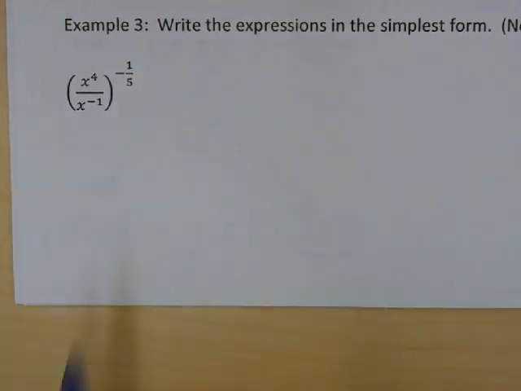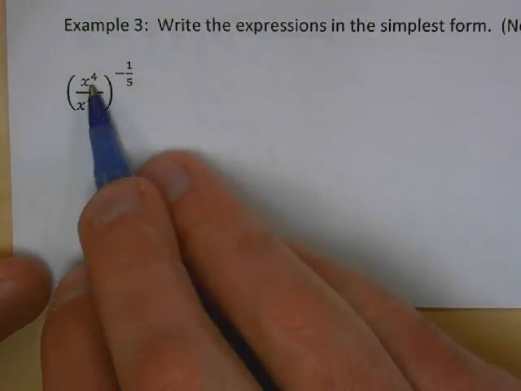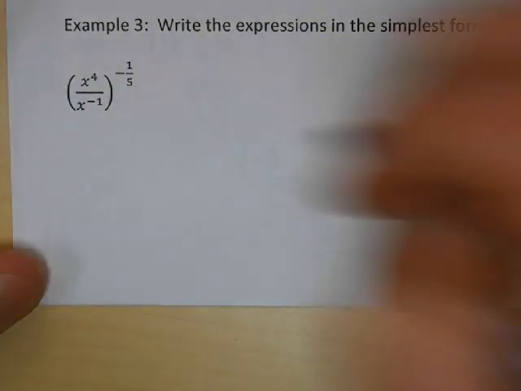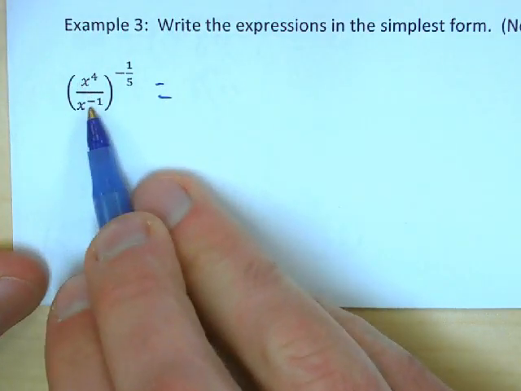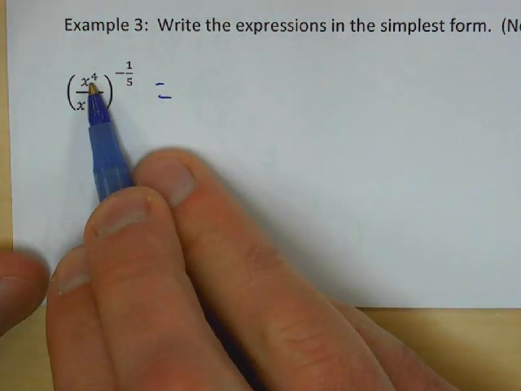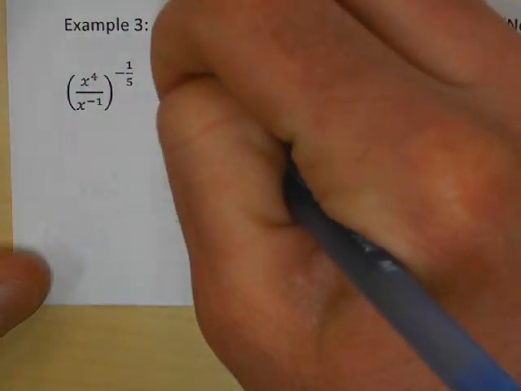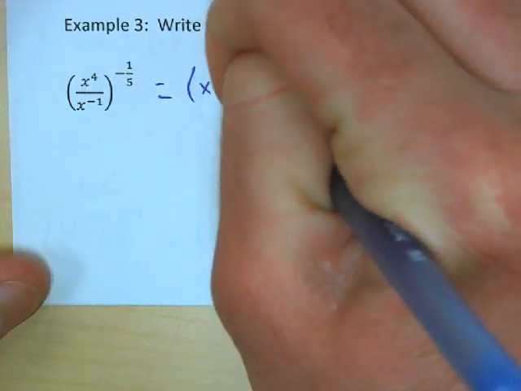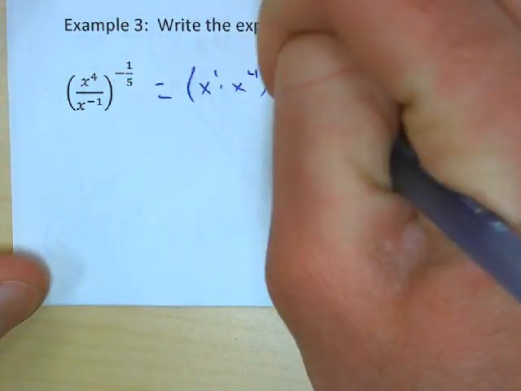All right, so we got a fraction raised to the negative 1/5 power. Okay, now the first thing I'm going to do is look to see, can I simplify that fraction? So I got x to the fourth over x to the negative 1. Okay, so for me, I would first simplify the fraction. Since this has a negative exponent, I want to bring it to the top, and that's going to give me x to the first times x to the fourth raised to the negative 1/5.